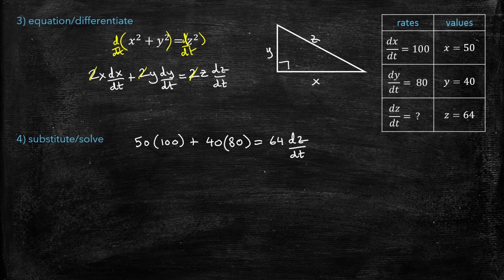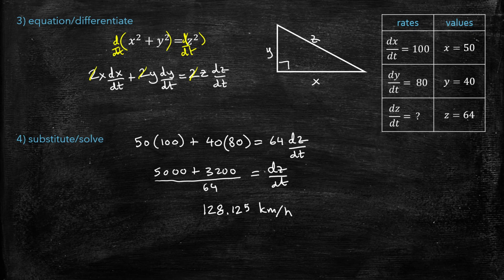So that would make, let's see, 5,000 plus 3,200. And then we're going to divide by 64 to get dz by dt. And that comes out to be 128.125. And we are in kilometers per hour. So that is the speed at which the distance between them is changing.